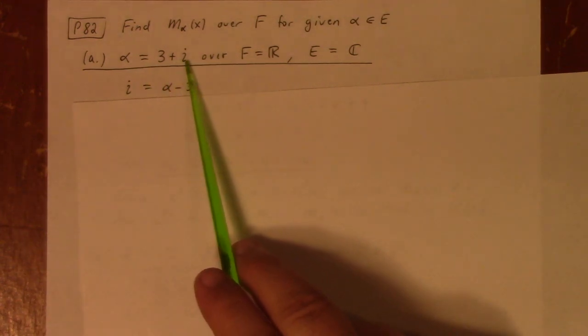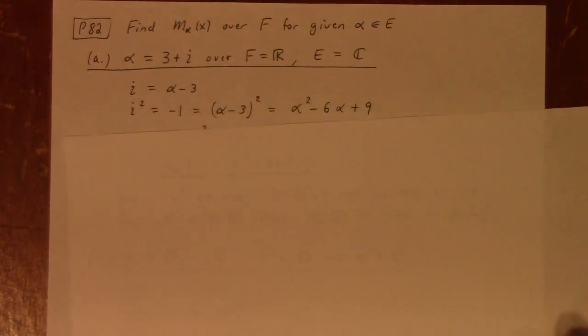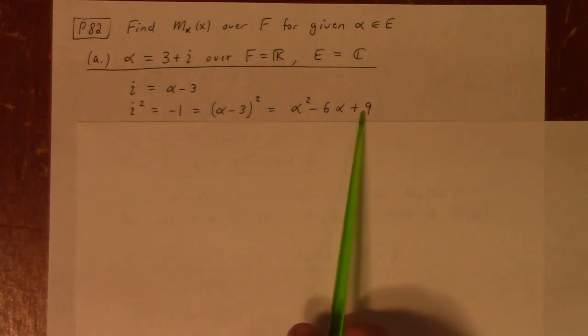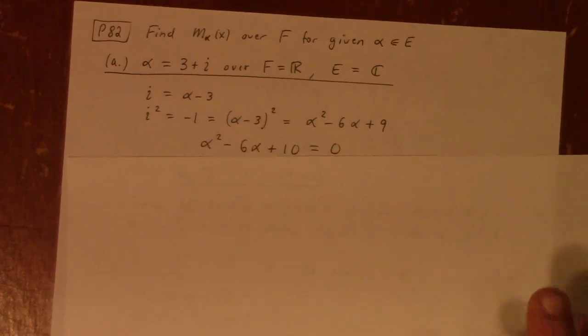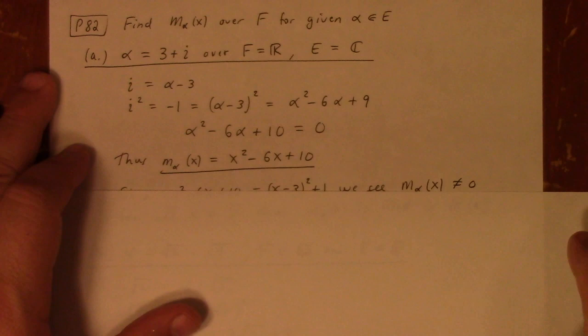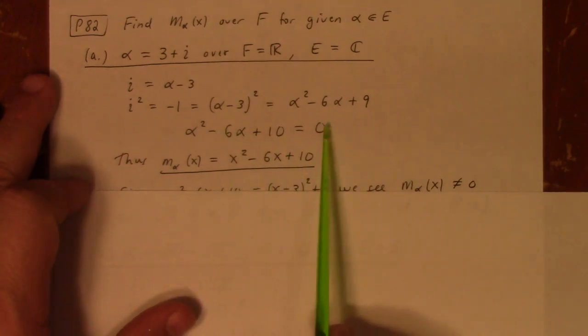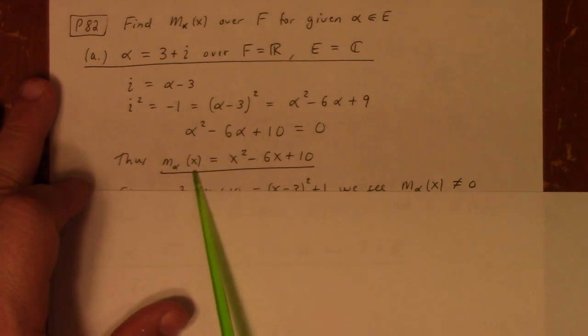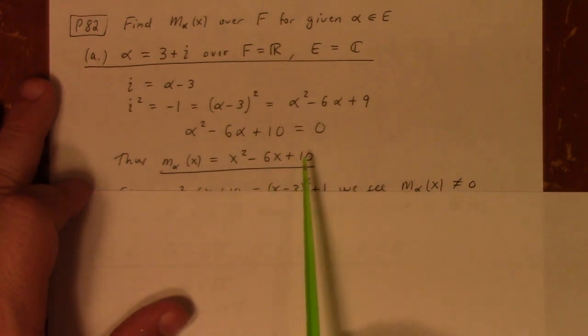So i is alpha minus 3. So i is the square root of minus 1. So if you square that, you get that minus 1 is alpha squared minus 6 alpha plus 9, which then gives me the quadratic alpha squared minus 6 alpha plus 10 equal to 0. So that leads me to claim that the minimal polynomial for alpha here is x squared minus 6x plus 10.